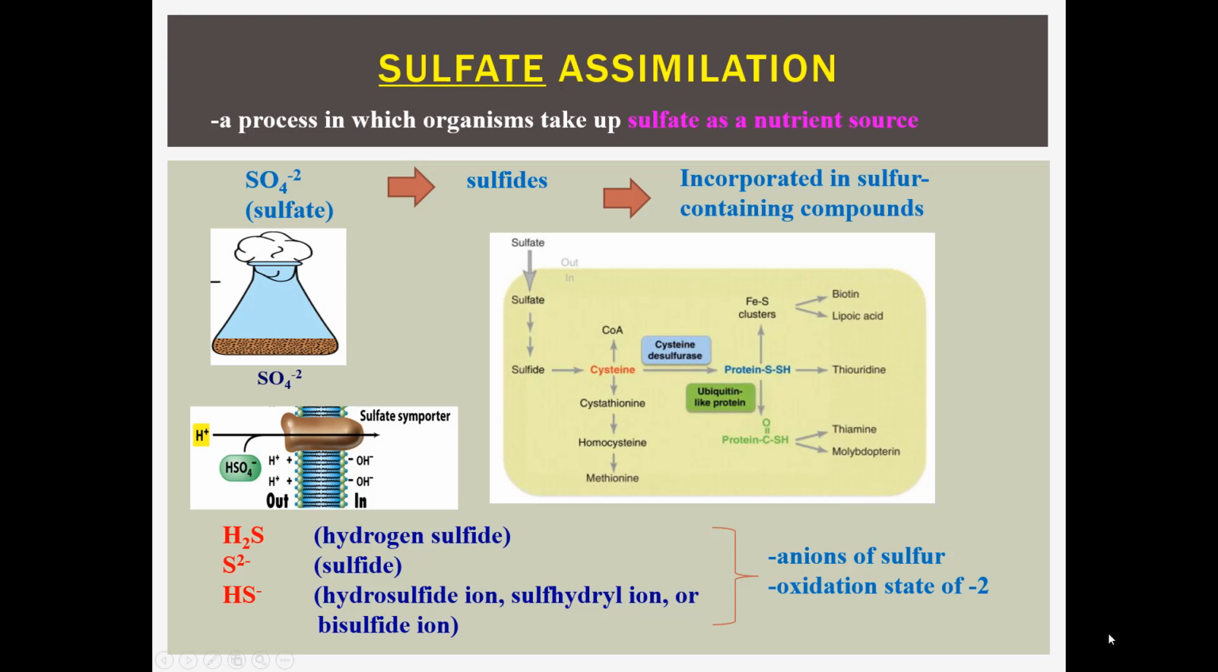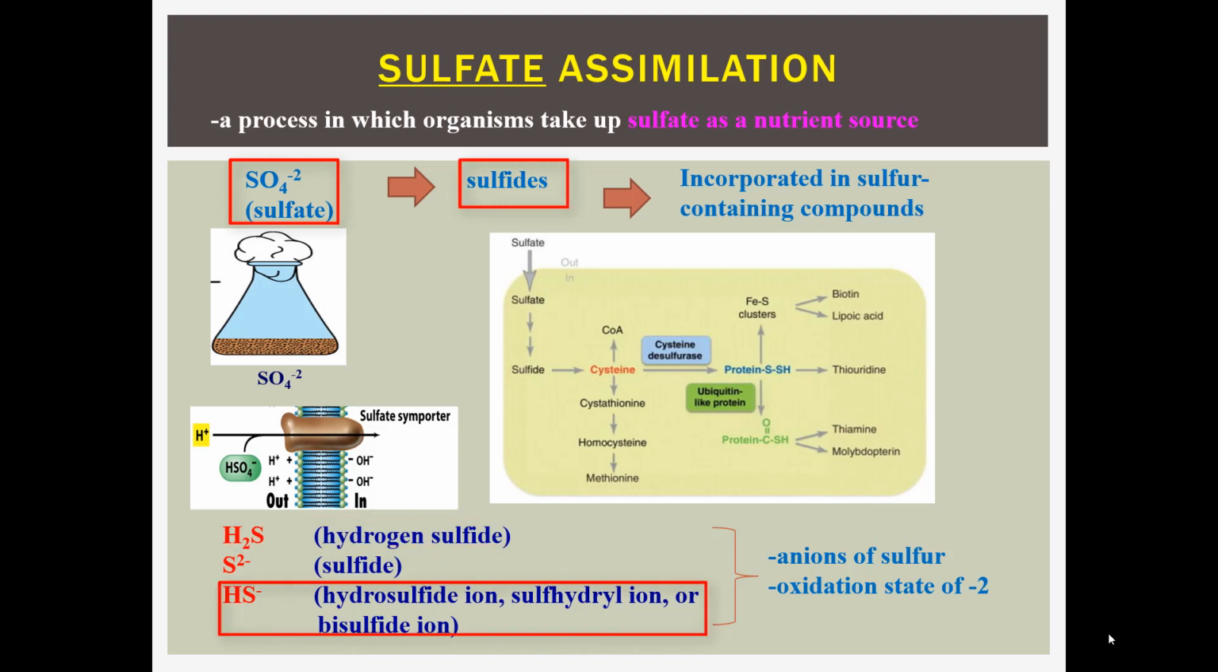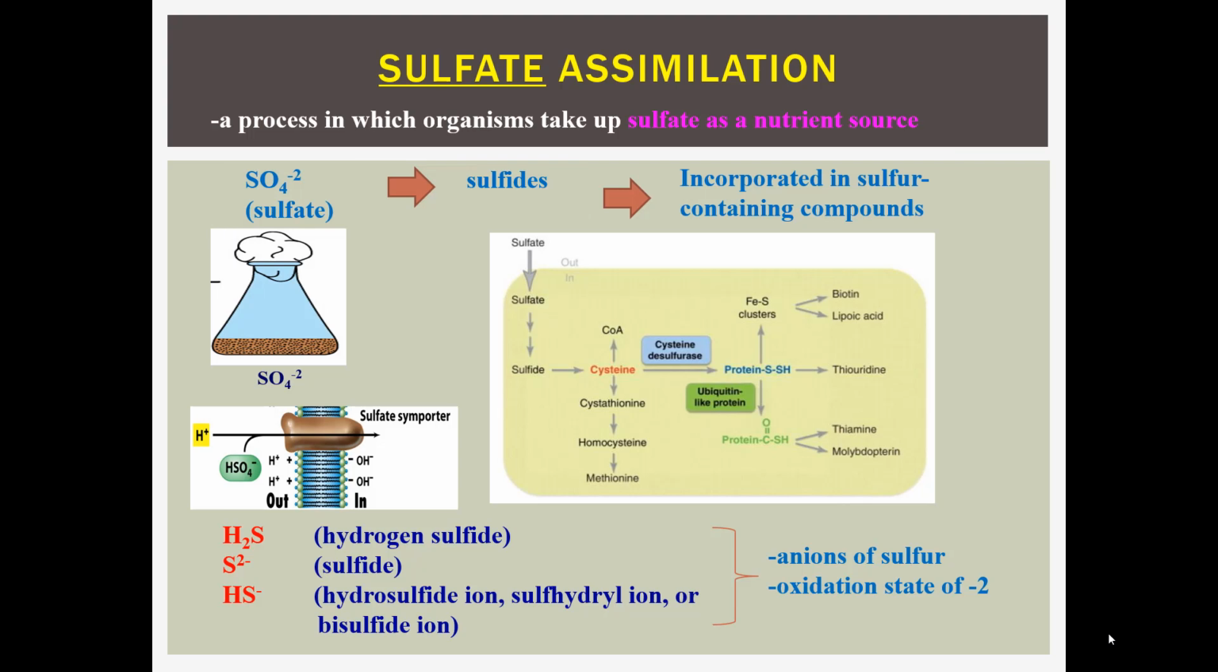So let's move on to sulfate assimilation. Sulfate assimilation is when cells assimilate sulfur in the form of sulfate. The sulfate is first reduced to sulfide, such as hydrogen sulfide or bisulfide, and then becomes incorporated in sulfur-containing compounds in the cell. Major species of sulfides in the cytoplasm include hydrogen sulfide, sulfide, and bisulfide.